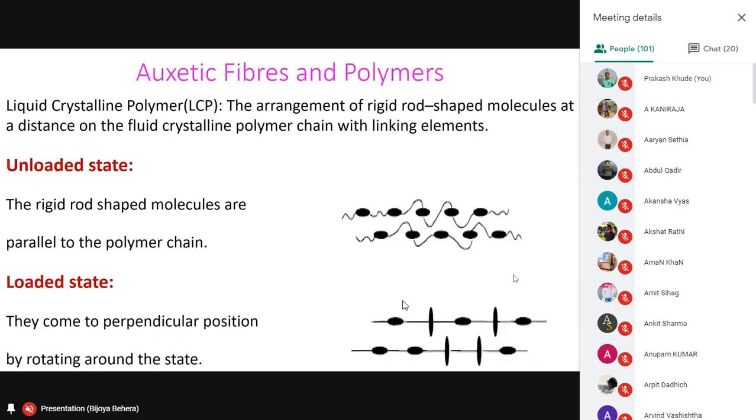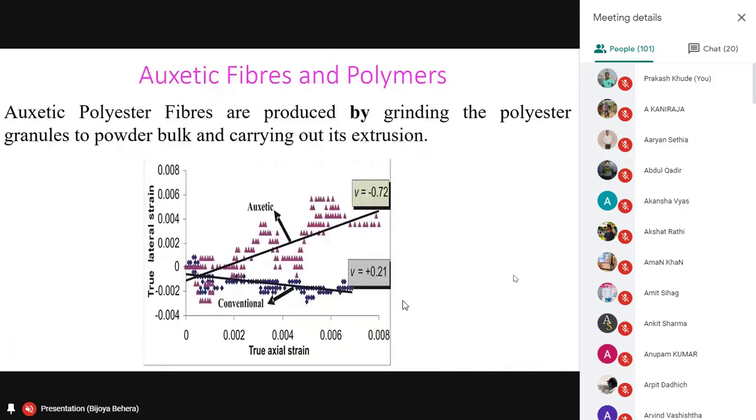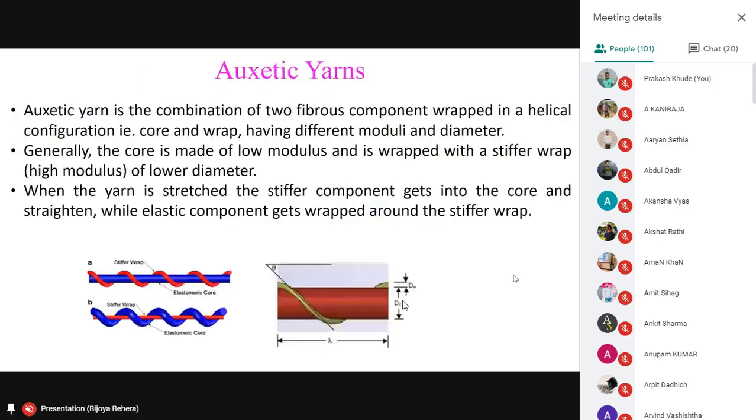When unloaded and loaded, you can see how this structure, when it is loaded, changes to some other shape, which is given in the second diagram. You can see there is an increase in dimension in the transverse direction, where it is elongated in the longitudinal direction. That is how the auxetic behavior works. This is some more examples of auxetic axial direction and lateral direction. I'm skipping it. Now coming to our subject, first auxetic yarn.